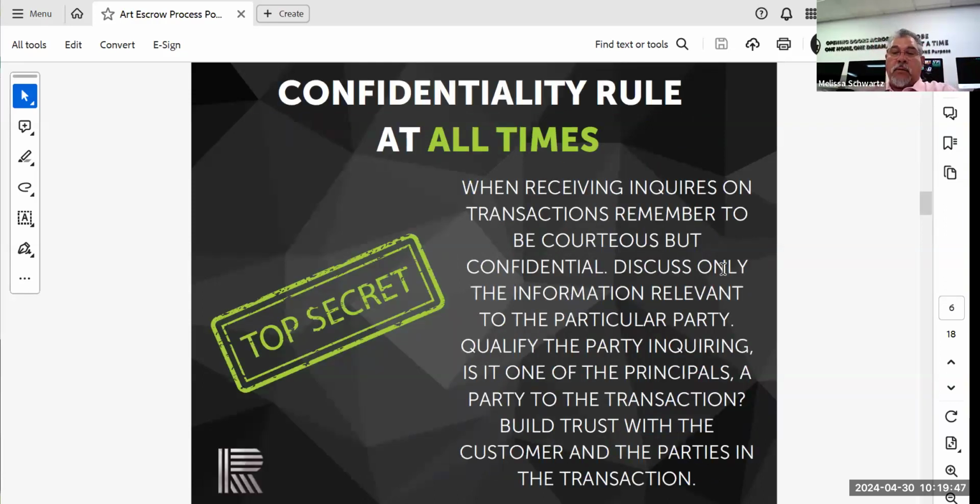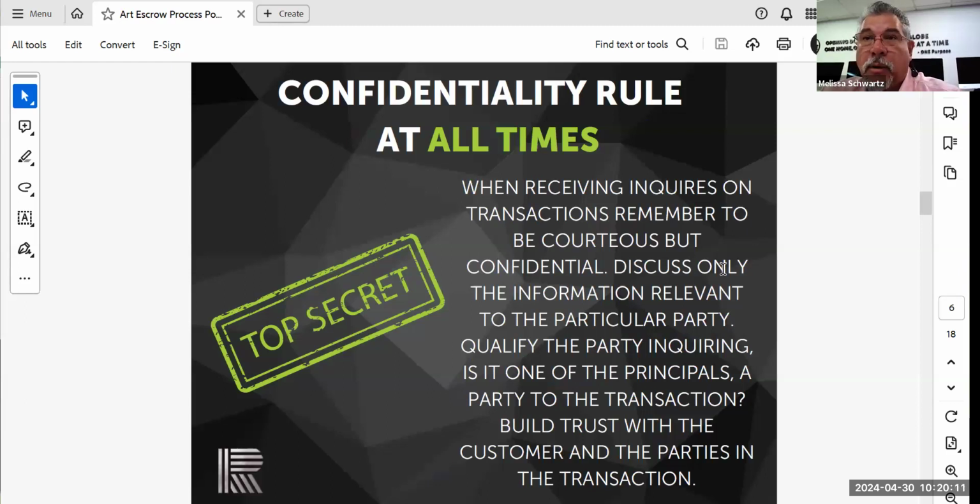Common general rule at all times: if receiving inquiries on transactions, remember to be courteous but confidential. Discuss only information relevant to the particular party. This happens at times. The seller will sometimes ask for the buyer's information and we can't do that. I advise them at that point, you need to talk to your agent. Your agent needs to talk to the selling agent and see if you can get what you need from them.